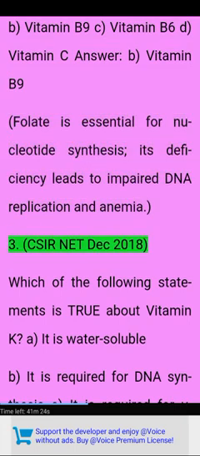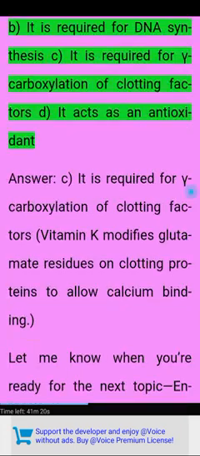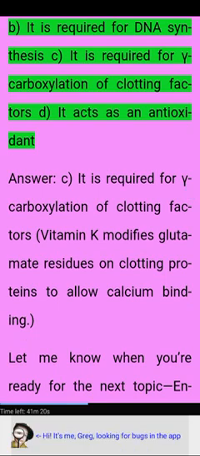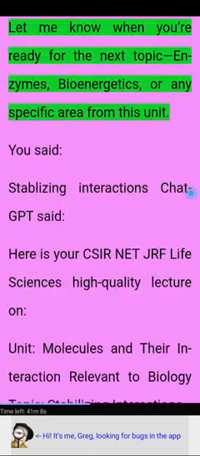3. CSIR NET December 2018. Which of the following statements is true about vitamin K? A. It is water soluble. B. It is required for DNA synthesis. C. It is required for gamma carboxylation of clotting factors. D. It acts as an antioxidant. Answer: C. Vitamin K modifies glutamate residues on clotting proteins to allow calcium binding.